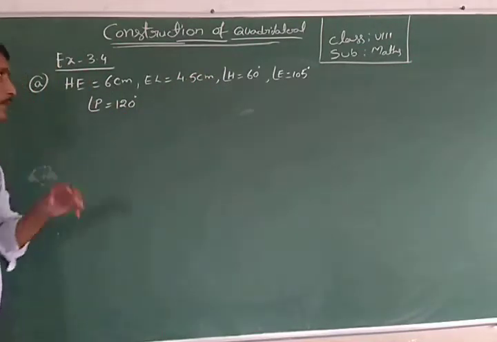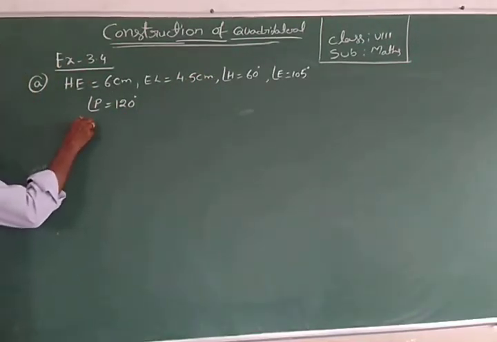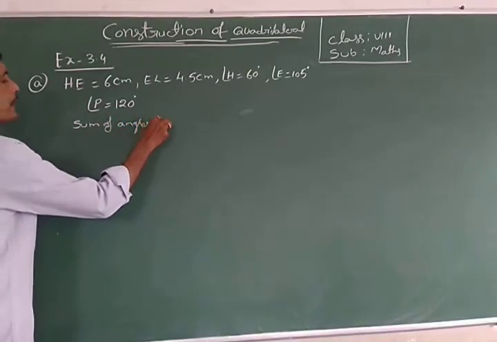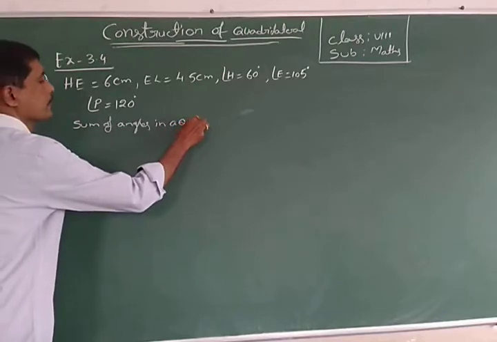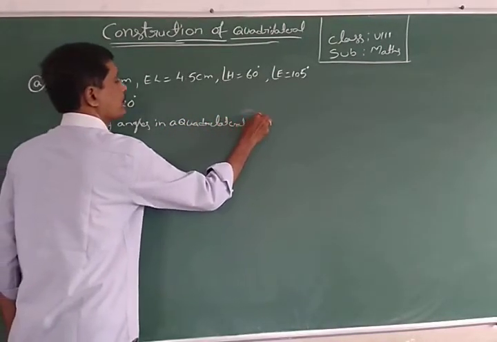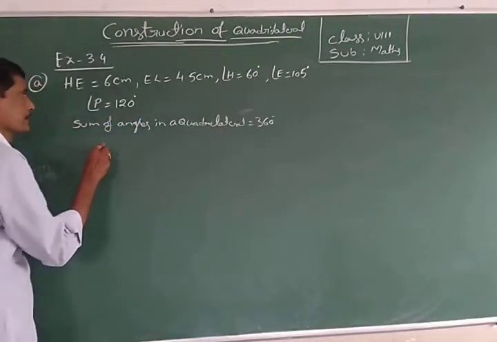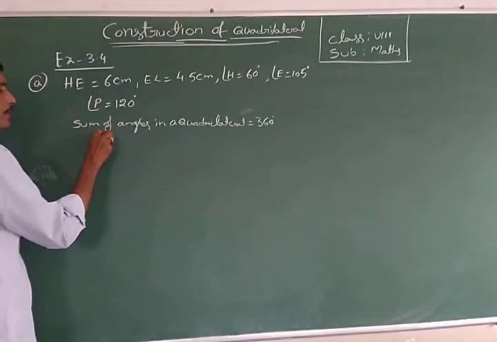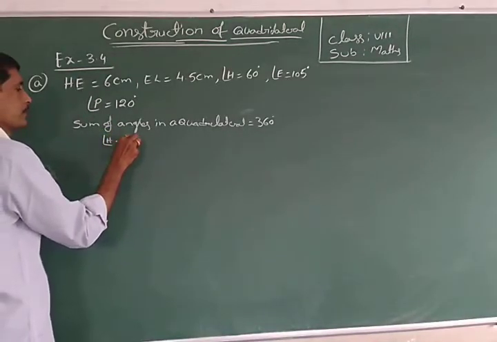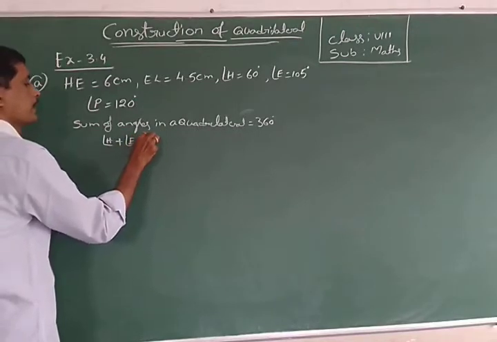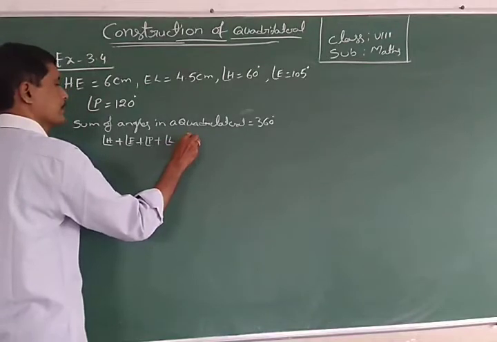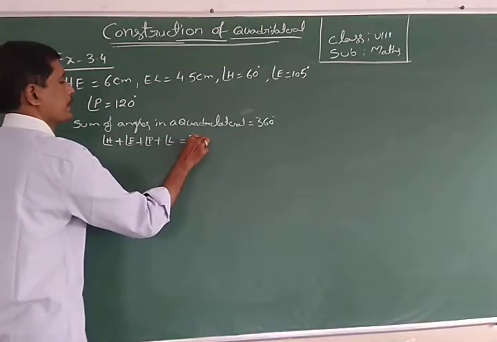Okay. Therefore, the sum of the angles in a quadrilateral equals 360 degrees. Here, angle H plus angle E plus angle P plus angle L equals 360 degrees.